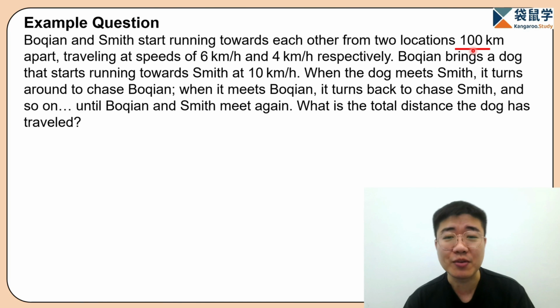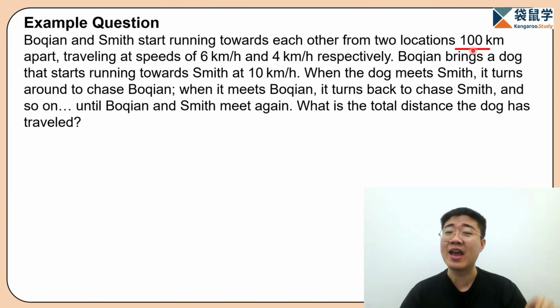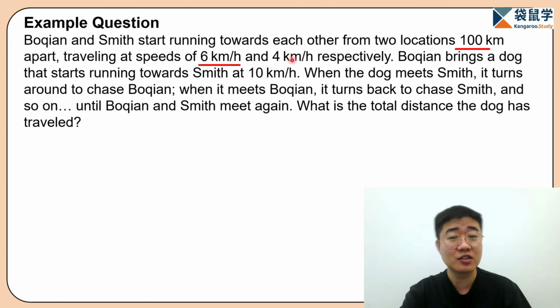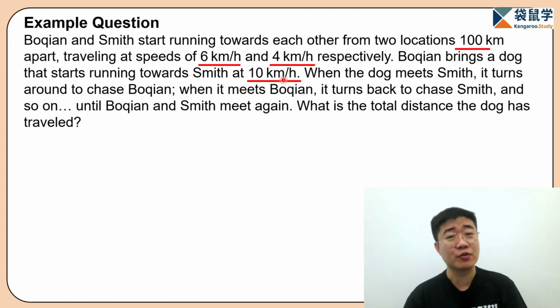What's the next important information? Yes, this is the speed of Teacher Chen and Teacher Smith. So according to the question, Teacher Chen's speed is 6 km per hour. Teacher Smith's speed is 4 km per hour. Now, the next important information is about the dog's traveling speed. So this dog that Teacher Chen brings travels at a speed of 10 km per hour. So then we know that this dog travels back and forth between the two of them. So how can we show all this information clearly?